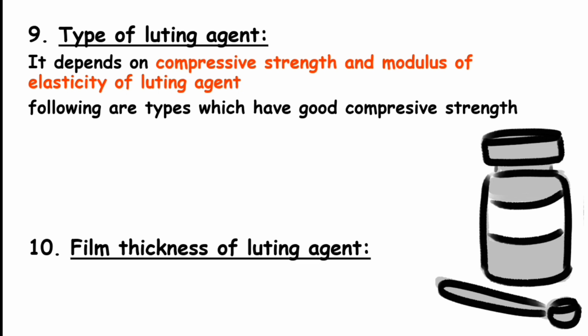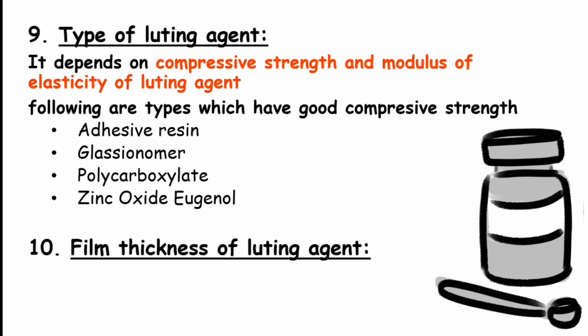So the type of luting agent is also important. Why? It depends on the compressive strength and modulus of elasticity of the luting agent. Following are the types which have good compressive strength. Some luting agents have more strength than others, so we have to look at which type is good. These are the ones that have good strength: resin, glass ionomer, polycarboxylate, and zinc oxide eugenol.